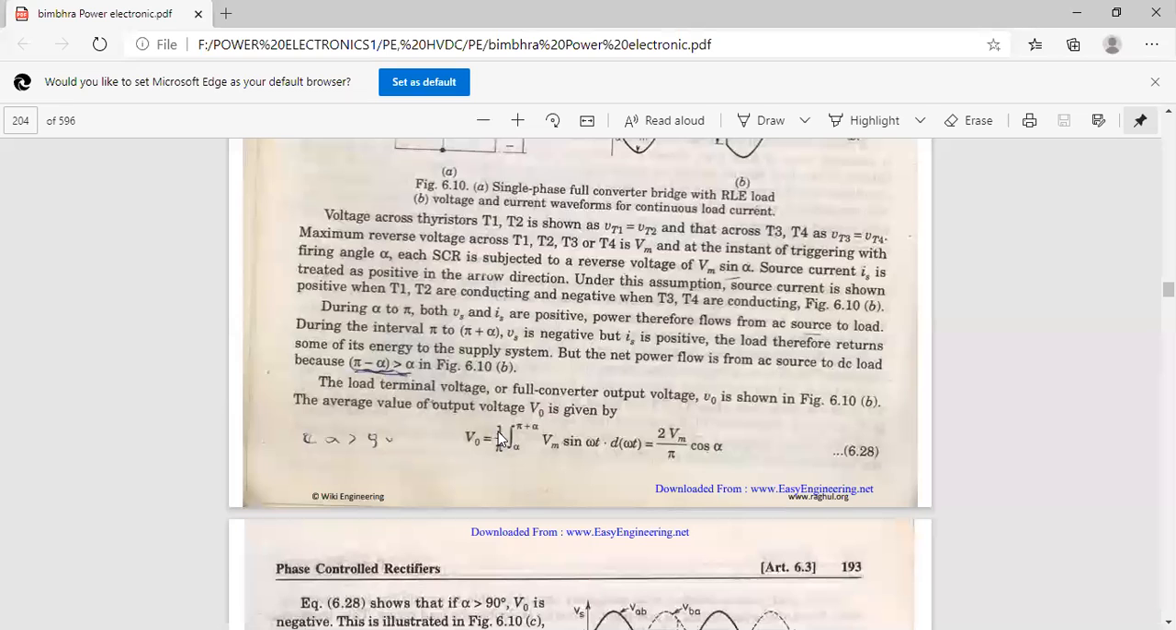In half wave, only one cycle you are getting in a period of 2 pi. But in full wave we are getting two symmetric cycles. That's why 2 multiplied by 1 by 2 pi. 2 is going to be cancelled.